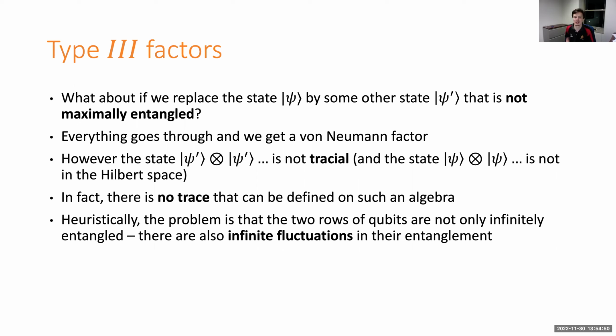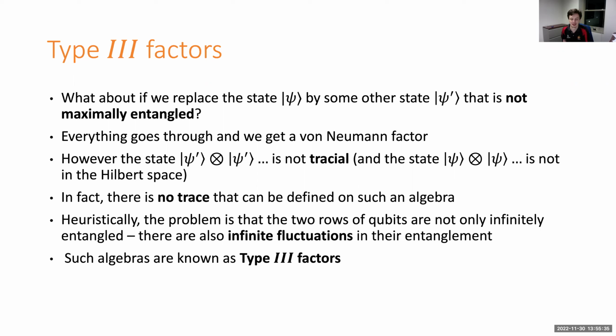And heuristically, what's happening here is that in the Hilbert space H, the 2 rows of qubits are now not only infinitely entangled, but there are infinite fluctuations in their entanglement. If you imagine this psi prime is like a thermofield double state at some finite temperature, then the amount of entanglement is like the total energy of each top row of qubits. In a thermal ensemble, in the large thermodynamic limit, the expected energy becomes infinite. That's saying it's infinite entanglement, but also the fluctuations in the energy become infinite as well. And so that's why there are infinite fluctuations in the entanglement.